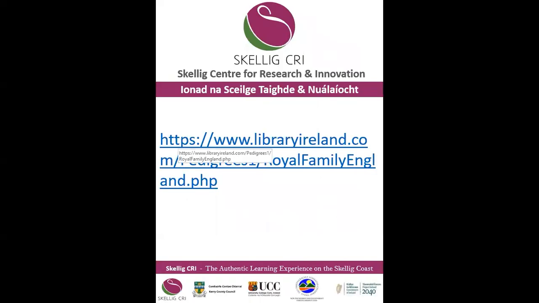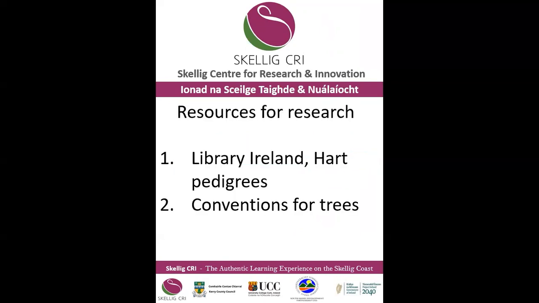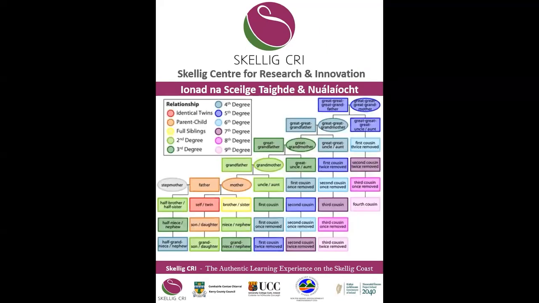The LibraryIreland.com site has a very interesting connection with the royal family in England and the aristocracy and nobility of Ireland, which was in some way connected as well. So this type of source can be valuable to you looking at pedigrees and seeing how they operate. Resources for research include Library Ireland, where you get heart pedigrees, which have been criticised for flaws and errors, but it is a way for you to start when you're introducing yourself to your family history. Conventions for trees are also an area we would discuss.